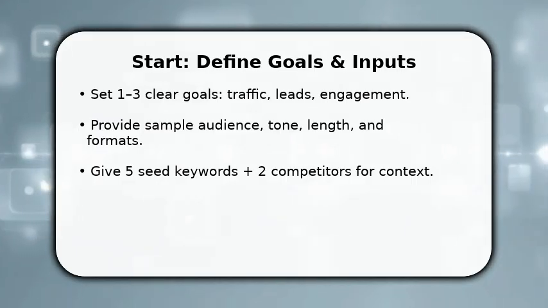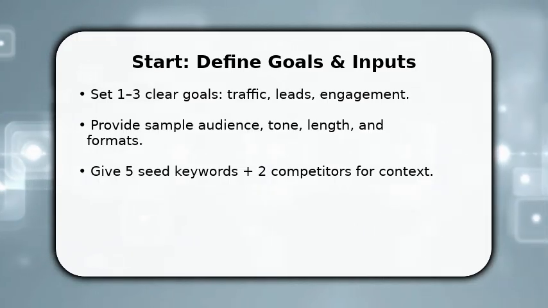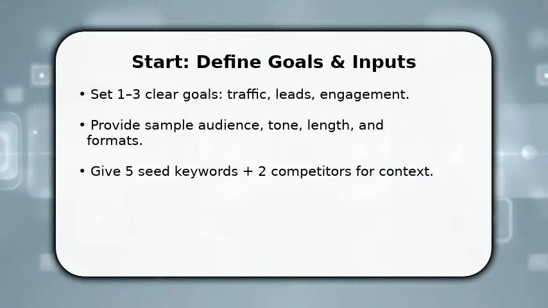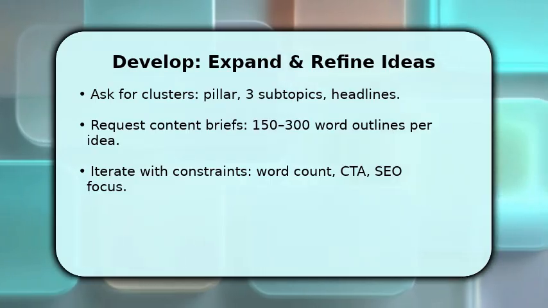Start with a short prompt that asks for 10 ideas, then immediately ask for 1-sentence hooks. This gets you actionable drafts fast and avoids vague outputs. Once you have hooks, push ChatGPT to expand each into a usable asset.